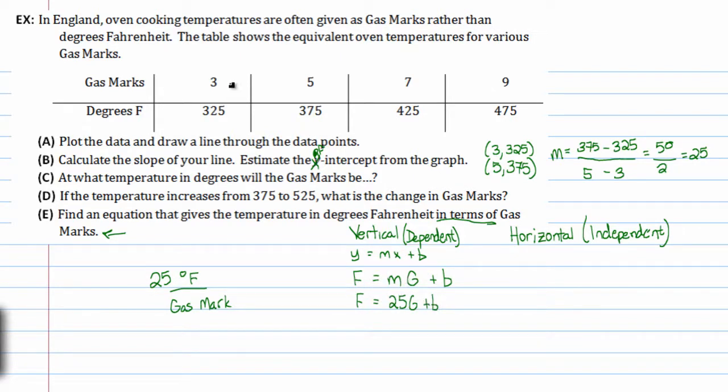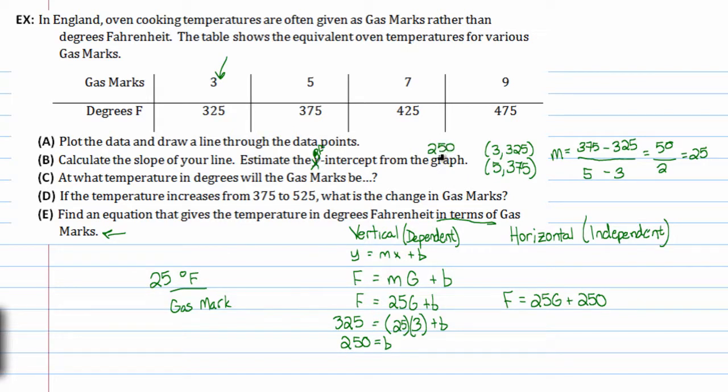I'll just take this first point here. So I'll let g be 3, and degrees Fahrenheit is 325. That's 75 on the right hand side. I'll subtract from both sides and I get 250 here. So b is 250. In other words, the equation of our line is F equals 25G plus 250. And the vertical intercept here will be 250.